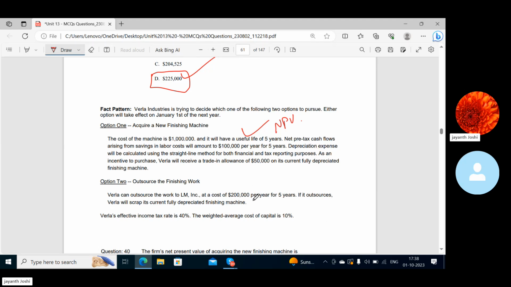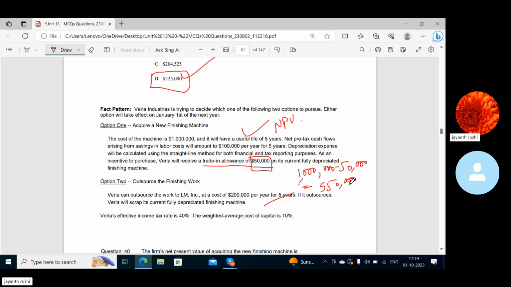And also in this case, we have to see the net present value of acquiring the finishing machine. How will you calculate? They are saying there is a trade-in allowance they will receive of 50,000, right? Yes. So trade-in allowance means since they are buying the machine, they'll be getting this allowance. So immediately we'll remove this allowance from the asset cost. So the asset is costing how much?